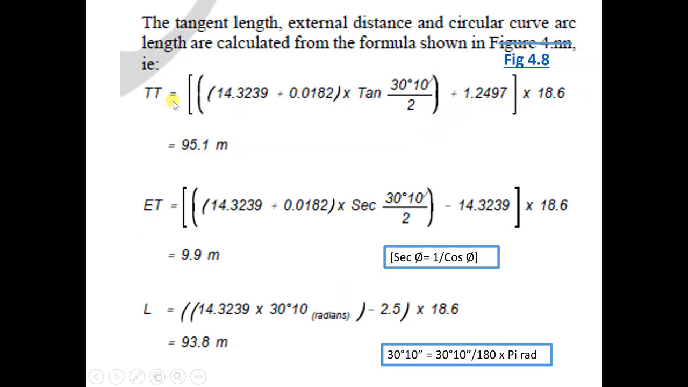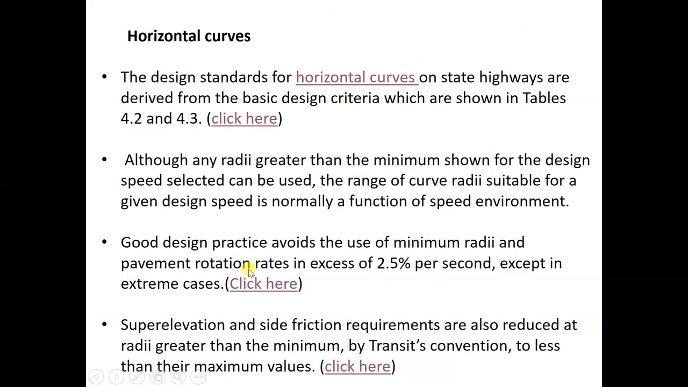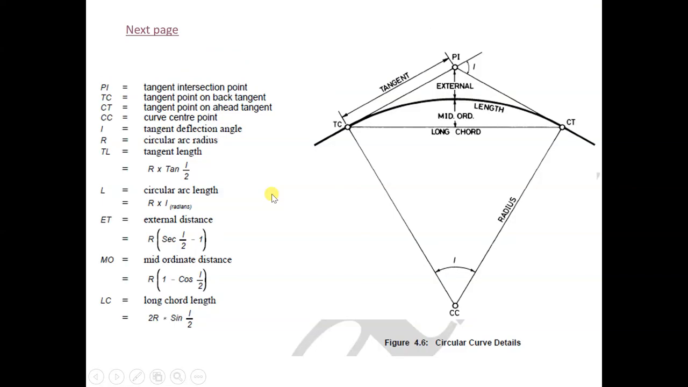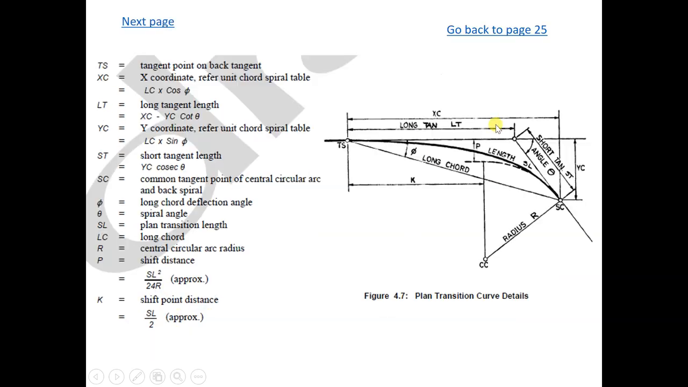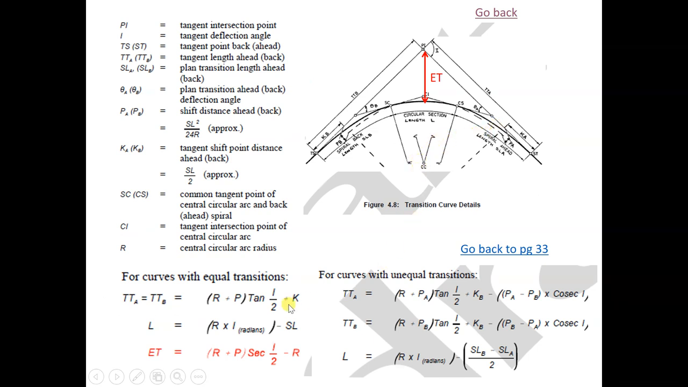And also this one, we can find the TT, the tangent length, ET and L. Whether it's the circular arc, they have the tangent length as well. For the perpendicular curve, they have the ET as well, and then the arc length L, the circular arc length. This table is for the plane transition curve, so you can find all these values, TT, L, and ET. L is the length of that, ET is that one, and then the TTA or TTB. This is the tangent from this TS, this point here, until the intersection point.